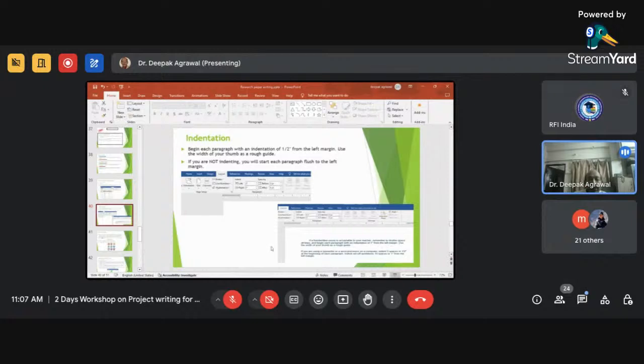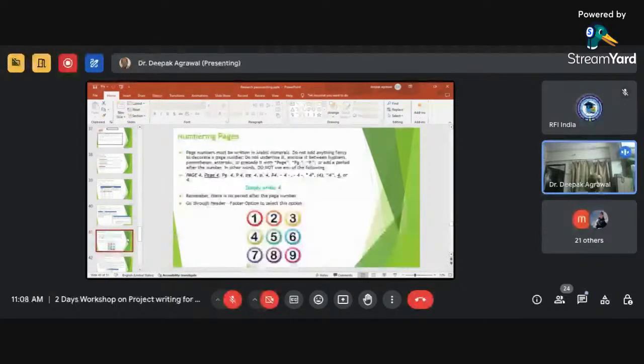So next is indentation. Indentation can be done in two ways. Here again, it can be defined in the Layout section. You can leave some space for each and every paragraph, just like here, or you can directly start from the left side of your work.